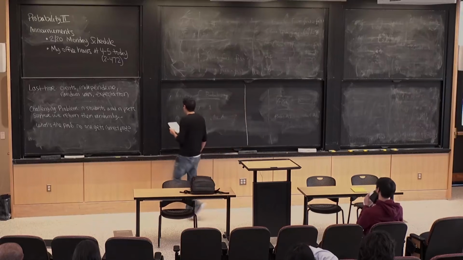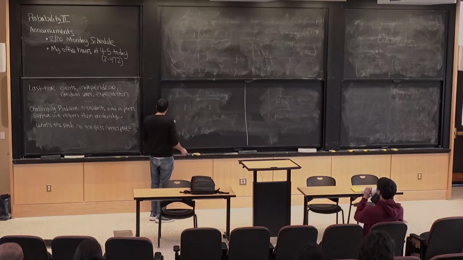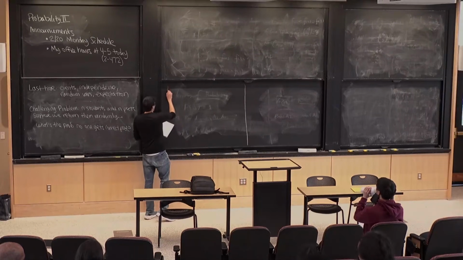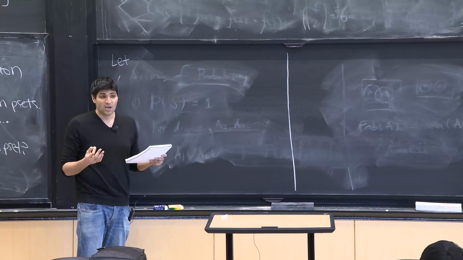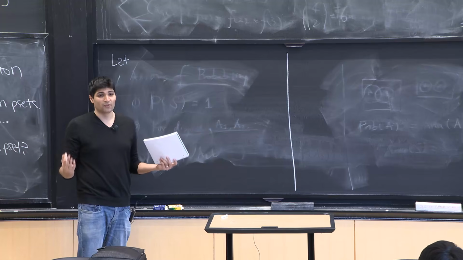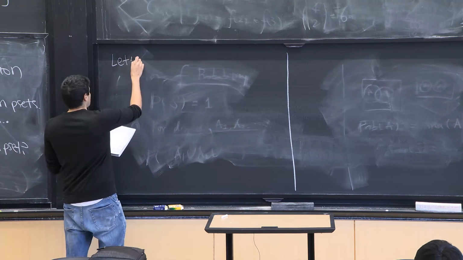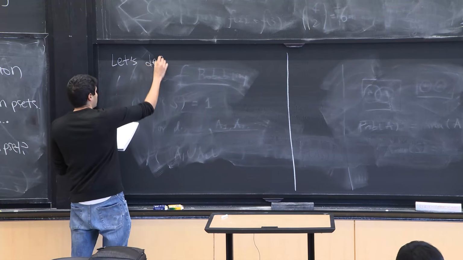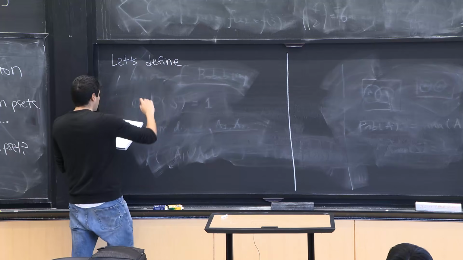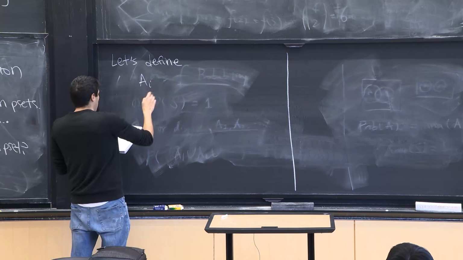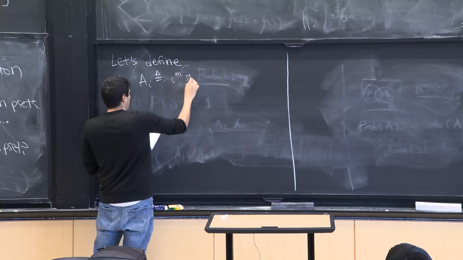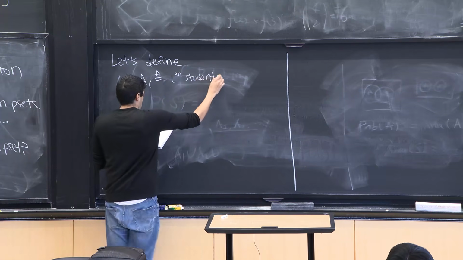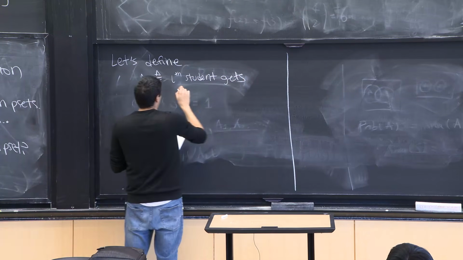But let's build up towards it and get some intuition. So the first thing I want to do is I want to understand this probability of this very complicated thing by breaking it up into simpler events. So what I'm going to do is I'm going to define a bunch of helper events that'll help me compute this probability. So I'm going to let A_i denote the event that the ith student gets their correct p-set.